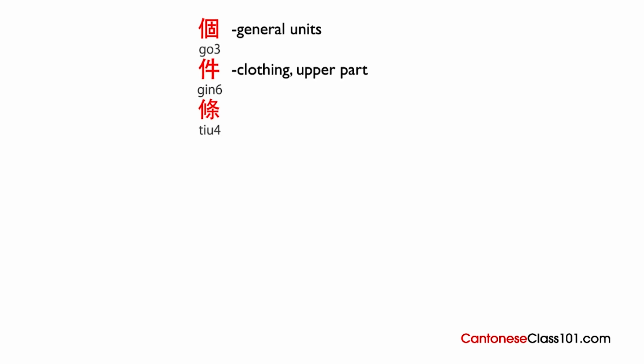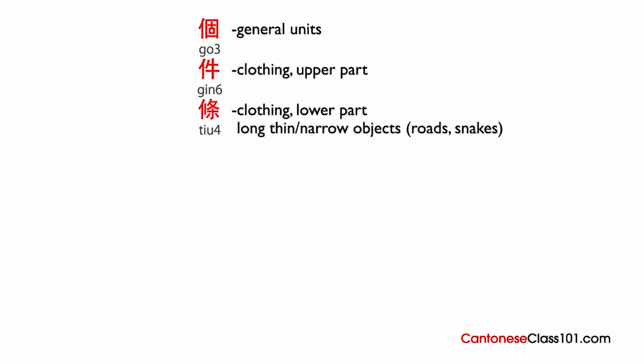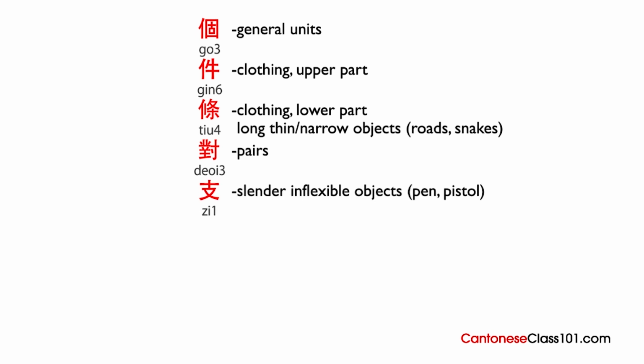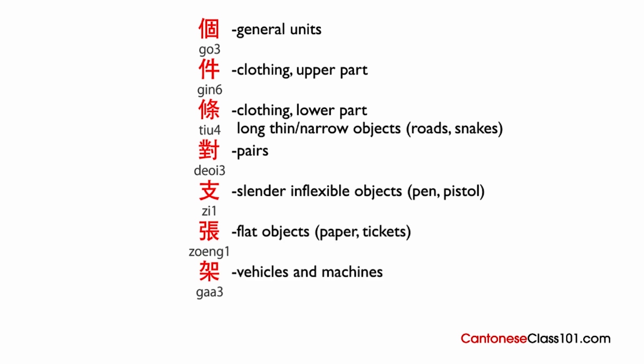Before we go, here is a short list of some of the most common measure words in Cantonese. 個 for general units, 件 for clothing you wear on the upper part of your body, 條 for clothing you wear on the lower part of your body, and long, thin, narrow objects like roads and snakes. 對 for pairs, 枝 for slender, inflexible objects like a pen and pistol, 張 for flat objects like paper and tickets, 架 for vehicles and machines, 粒 for small round objects like pearls and candies.